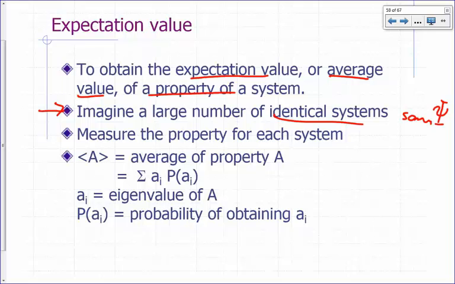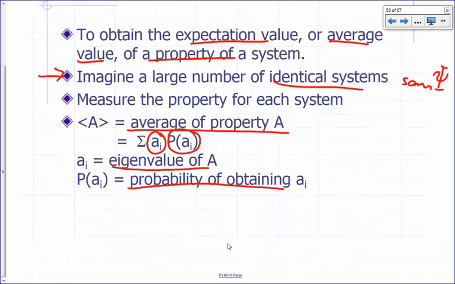How do you get the average of property A? Each one of those systems, although they all have the same psi, will not give you the same A if you measure A, because of the probabilistic nature of these things. So the average value of property A would just be the sum of each possible outcome. What are the possible outcomes? The eigenvalues of A. So you add up each possible outcome multiplied by the probability of that outcome, the probability of obtaining A sub i. That's really how you take an average, right?